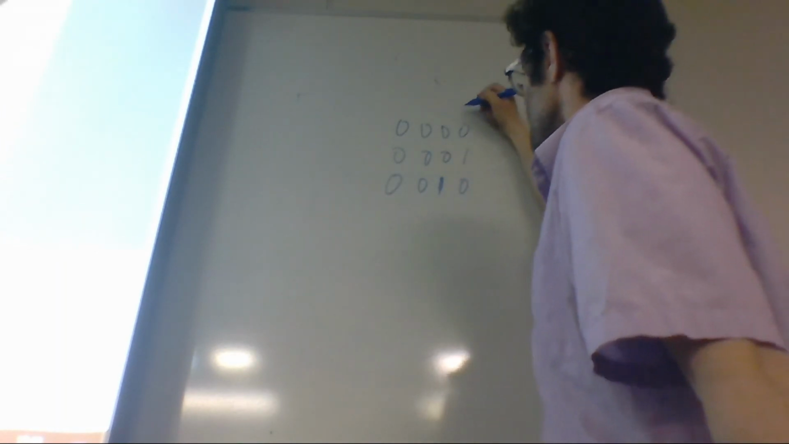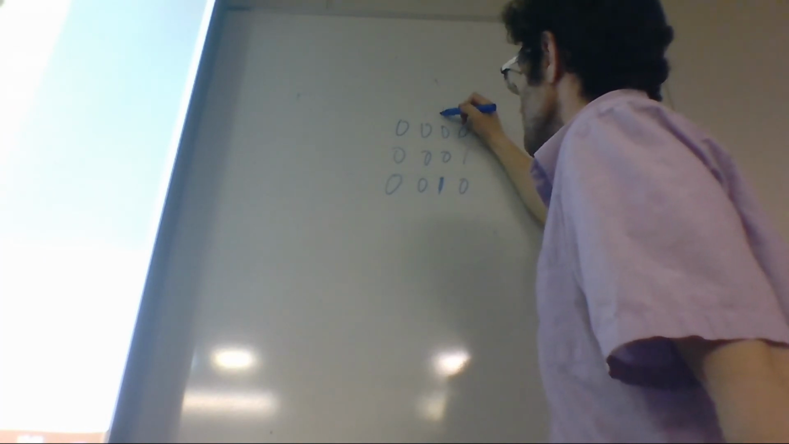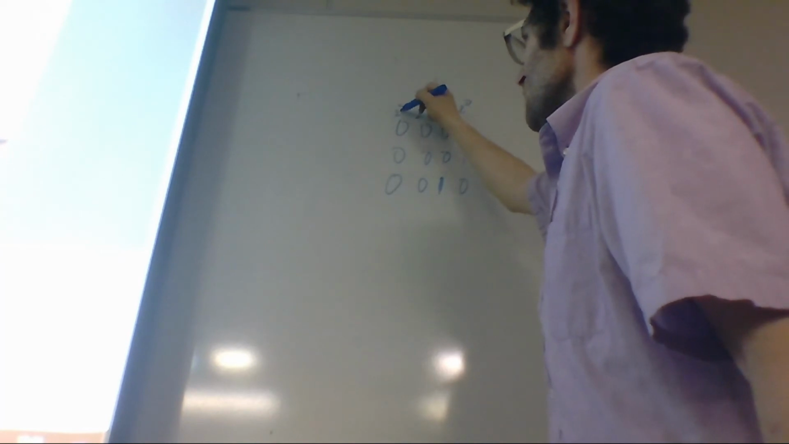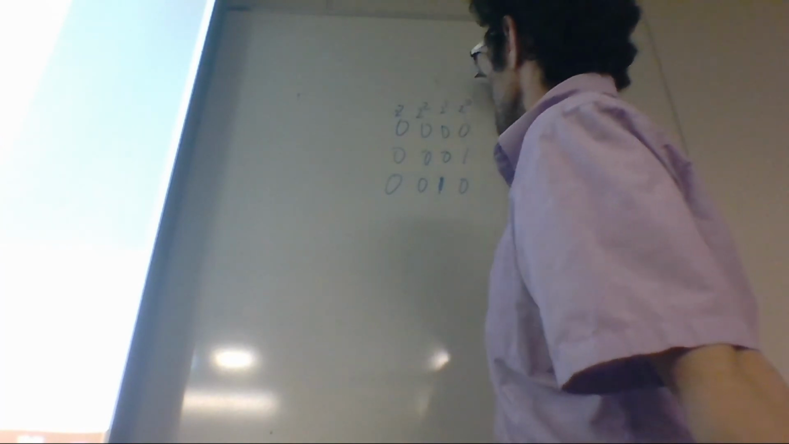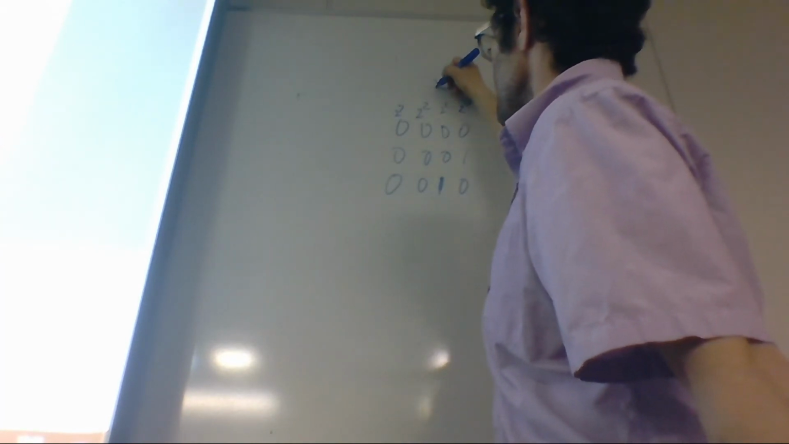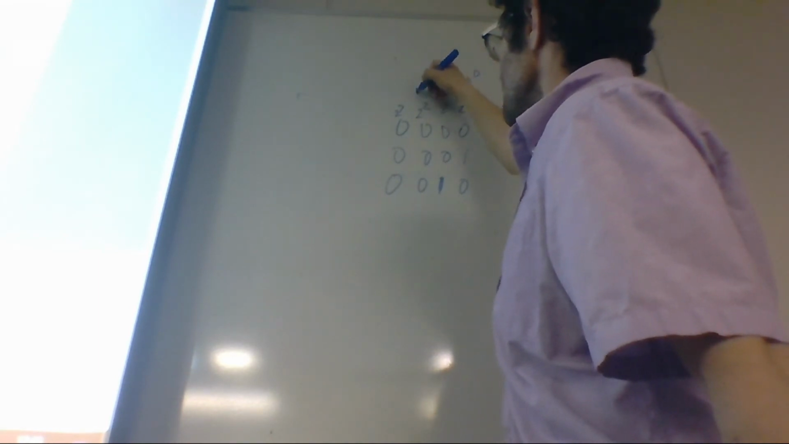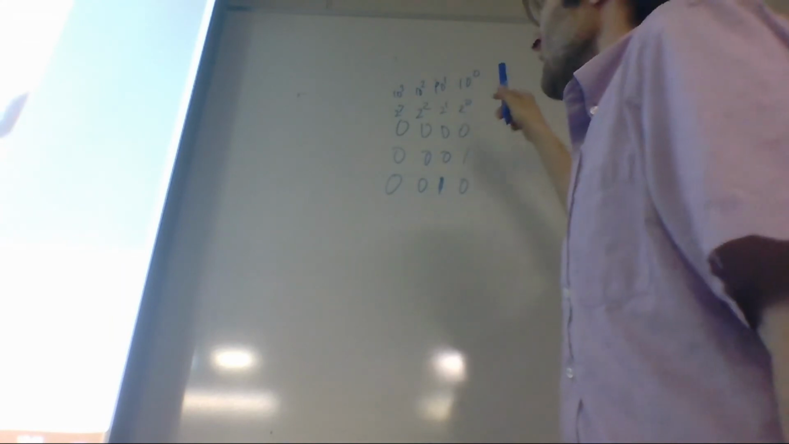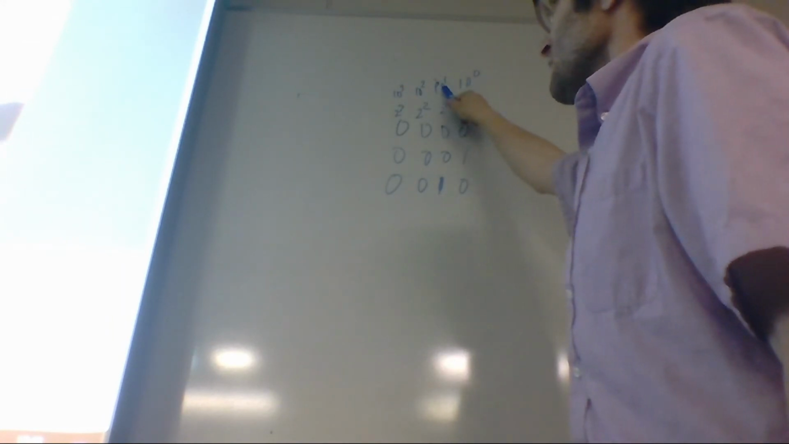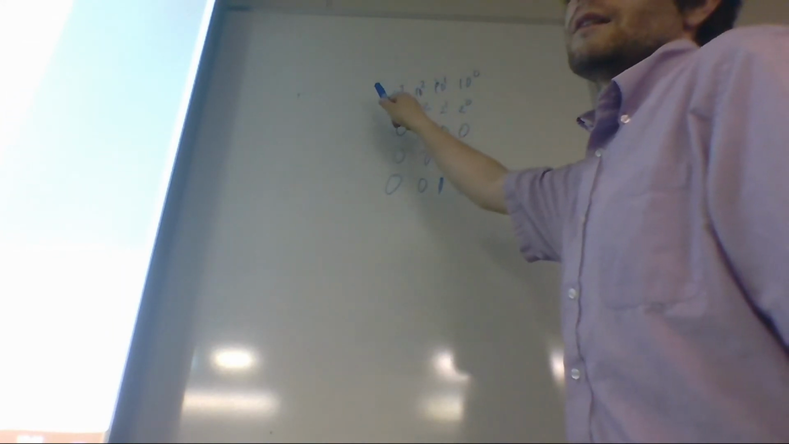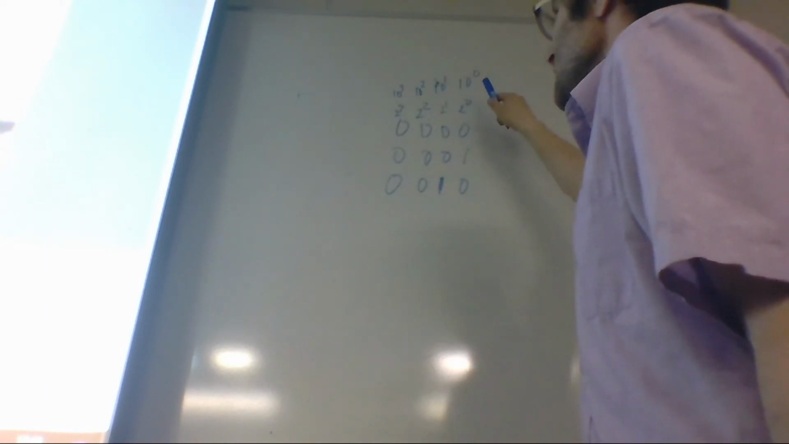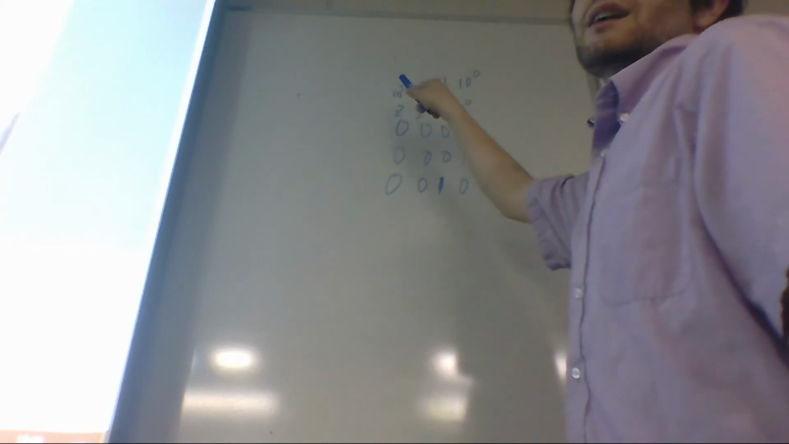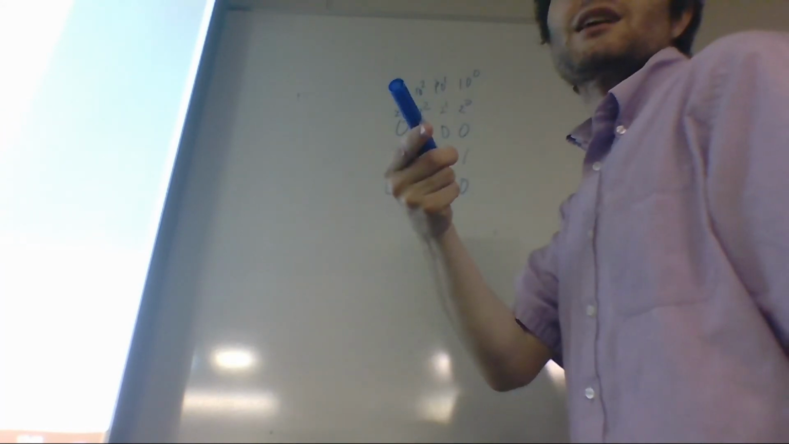Why is this 2? Because this is 2 to the 0th power, 2 to the 1st power, 2 to the 2nd power, and 2 to the 3rd power, much like in decimal how this is 10 to the 0th power, 10 to the 1st power, 10 to the 2nd power, and 10 to the 3rd power. This is the ones place, the tens place, the hundreds place, and the thousands place. So this is the ones place, the twos place, the fours place, and the eights place. Does that make sense at all?